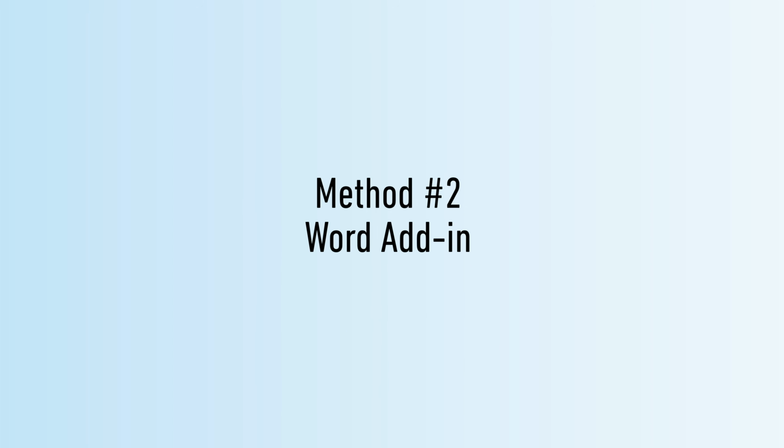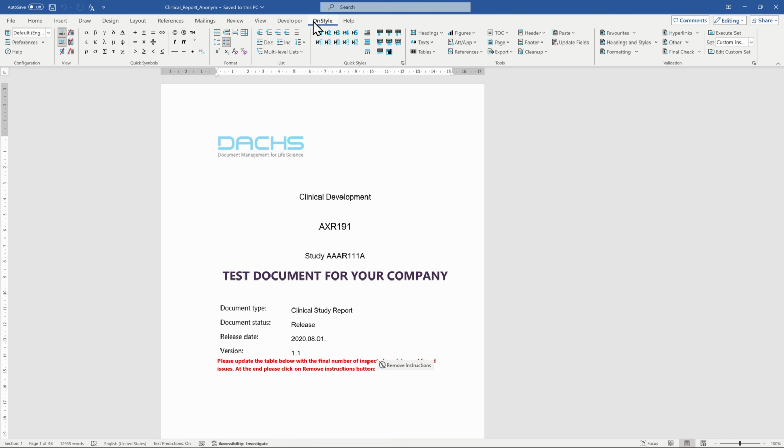This is why we recommend method number 2. This method involves using the OnStyle add-in, which provides many writing tools. With this tool, you can completely get around macros, and it only takes one click to export. Let's see how it works.